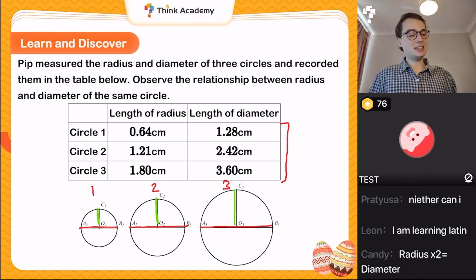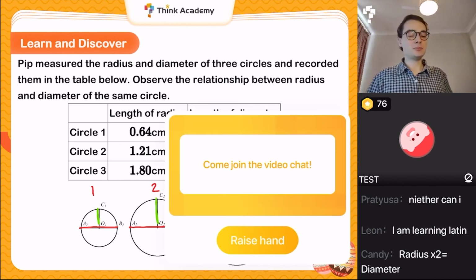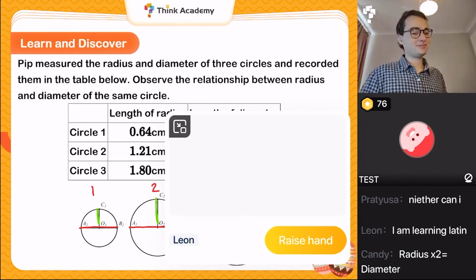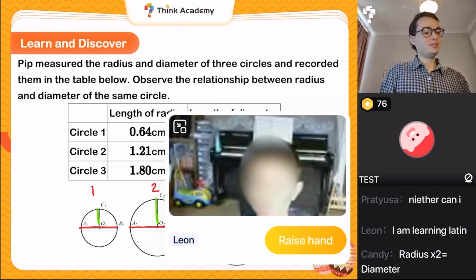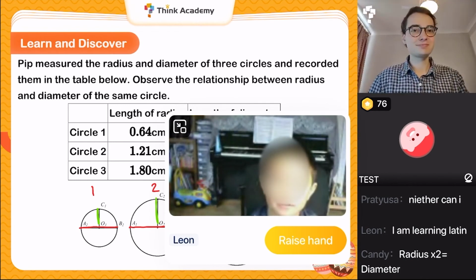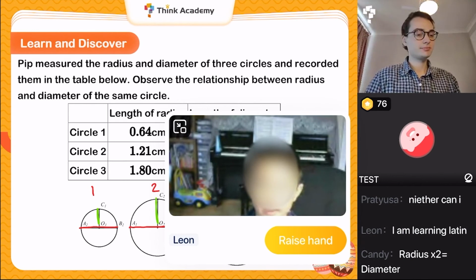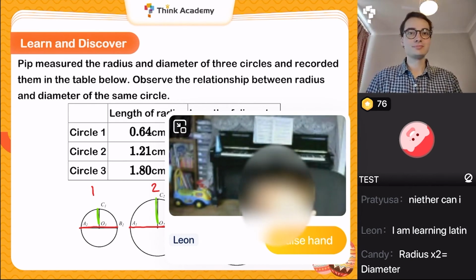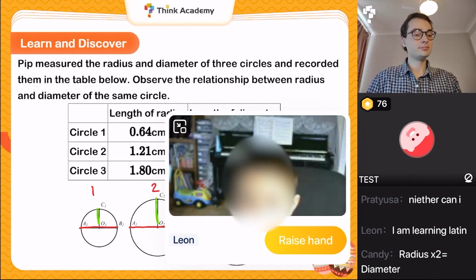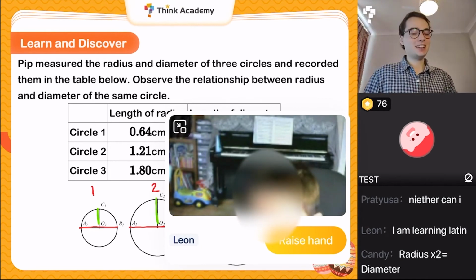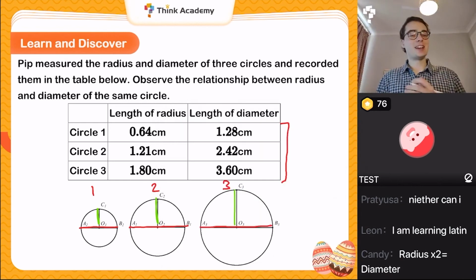Okay, so if you have a look at those, see if you can spot how they might be related. I think Candy has perhaps spotted something. Would anybody like to come on screen and tell me what the relationship is here between the radius and the diameter? Okay, hello, Leon. The difference between the radius and the diameter is like the radius times 2 equals the diameter. Okay, excellent. Thank you for that, Leon. That's absolutely right.